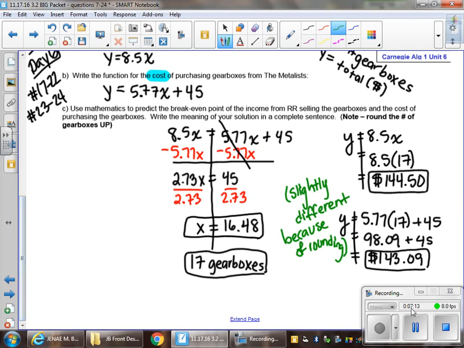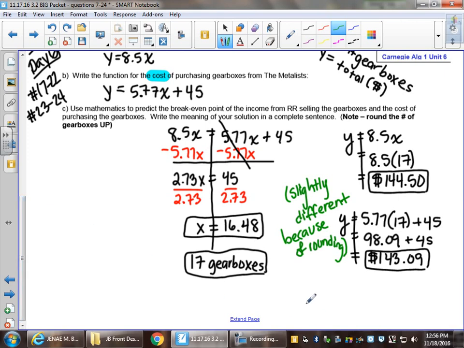Are we done? I hope we are all saying, no, we are not, because notice, write the meaning of your solution in a complete sentence. So this is an example, as I've mentioned before, pay attention. If it asks for a sentence, we need to give a sentence. But we can use our question to write our sentence. It says, use math to predict the break-even point of the income. Right there, I'm going to take that. The break-even point.